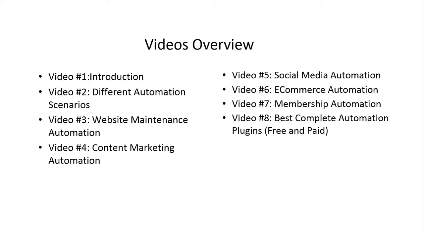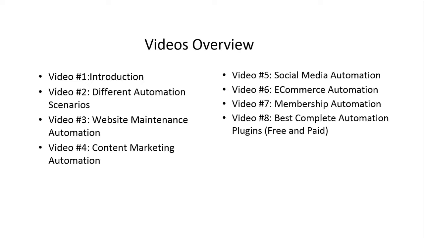Video number 4, we'll talk about content marketing automation. How do you go about scheduling your posts? And of course, taking that to the next level, video number 5, we'll talk about social media automation. In other words, how do you take those posts and pages and content and post them automatically on your social media sites? The truth of the matter is a lot of people have many different social media platforms, and just that alone ends up becoming a full-time job.